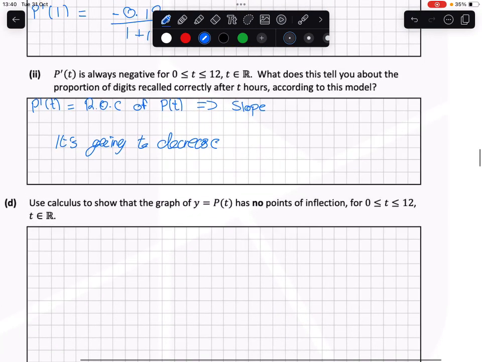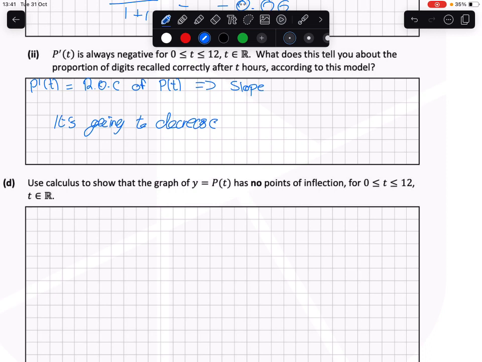So part D, use calculus to show that the graph y is equal to p of t has no points of inflection. Points of inflection, as we'll cover slightly more later on, involve the derivative of the derivative. So p double prime of t, well, we had negative 0.12 all over t plus 1. If we use the quotient rule for this, u and v, we're going to have u being equal to minus 0.12, so du is equal to 0.